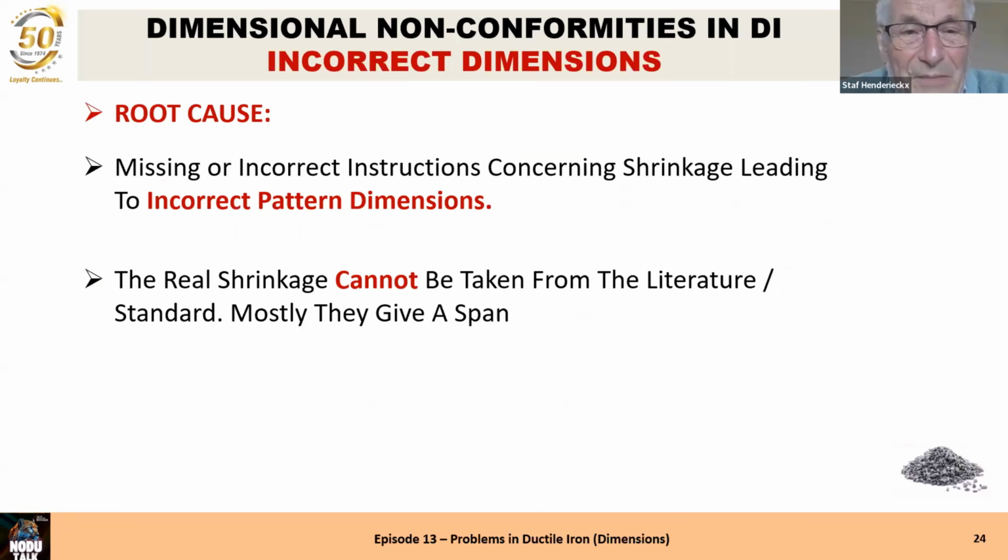Okay, when you have incorrect dimensions, what is the root cause? That's mainly the shrinkage during the solidification. And how is that? That's because the pattern dimensions are incorrect for giving a correct casting dimension. The real shrinkage cannot be taken from the literature. I know people who have a paper on the wall, and there is for every material a shrinkage, a pattern shrinkage. Don't think it's okay. We will see it in the next slide.